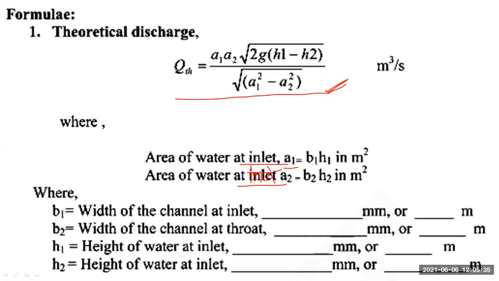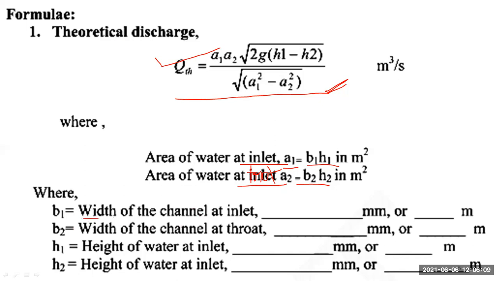So A1 is B1 into H1. You're going to record the H1 and H2 values, that is the height of water at inlet and at the throat. So you're going to get A1 and A2 different for different trials. A1 is B1 into H1, A2 is B2 into H2, in meter square. Once you get A1 and A2, you can calculate theoretical discharge using this formula.